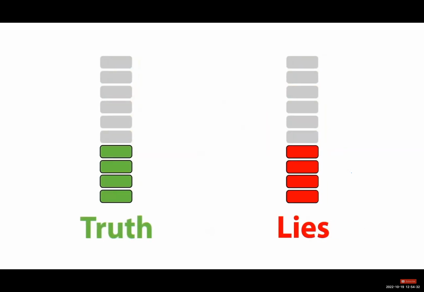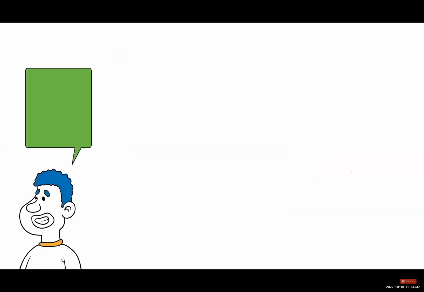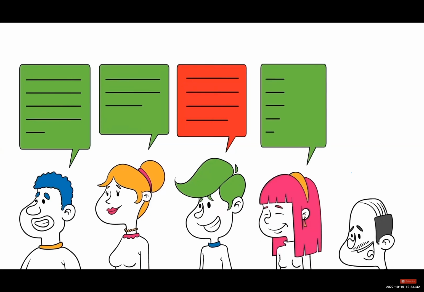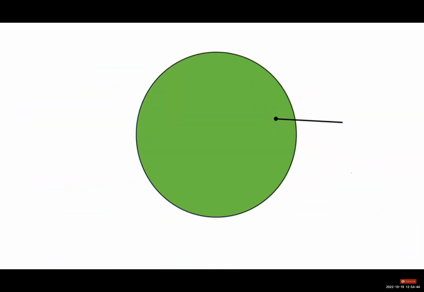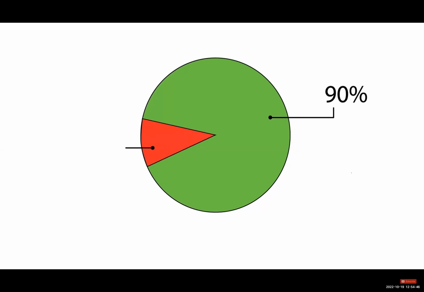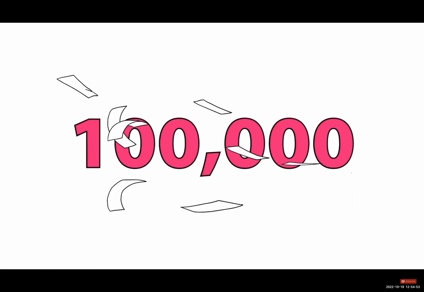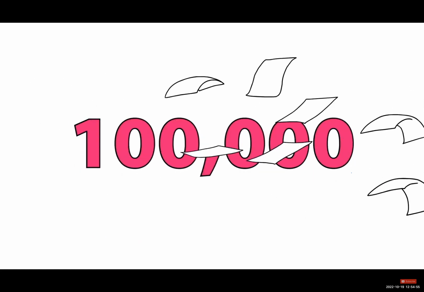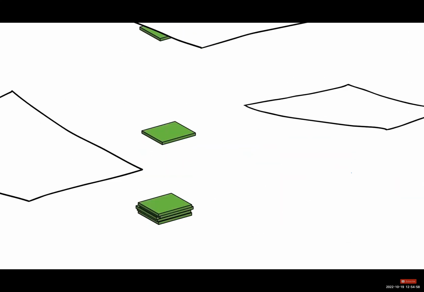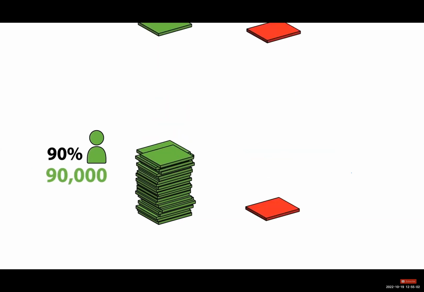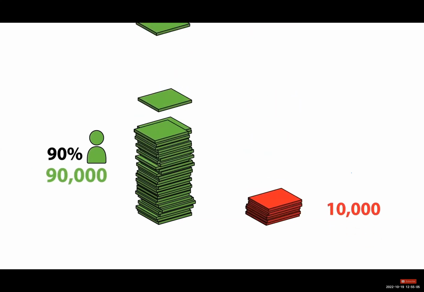This is all well and good if everyone tells the truth or lies in equal measure. But in reality, people tell the truth far more than they tell lies. For the sake of argument, let's say 90% of statements are true and only 10% are lies. Now let's imagine an experiment in which we do 100,000 tests and see what happens when we sum up the results in a table. In 100,000 tests, 90% of people tell the truth. That's 90,000 actual true statements and 10,000 actual lies.